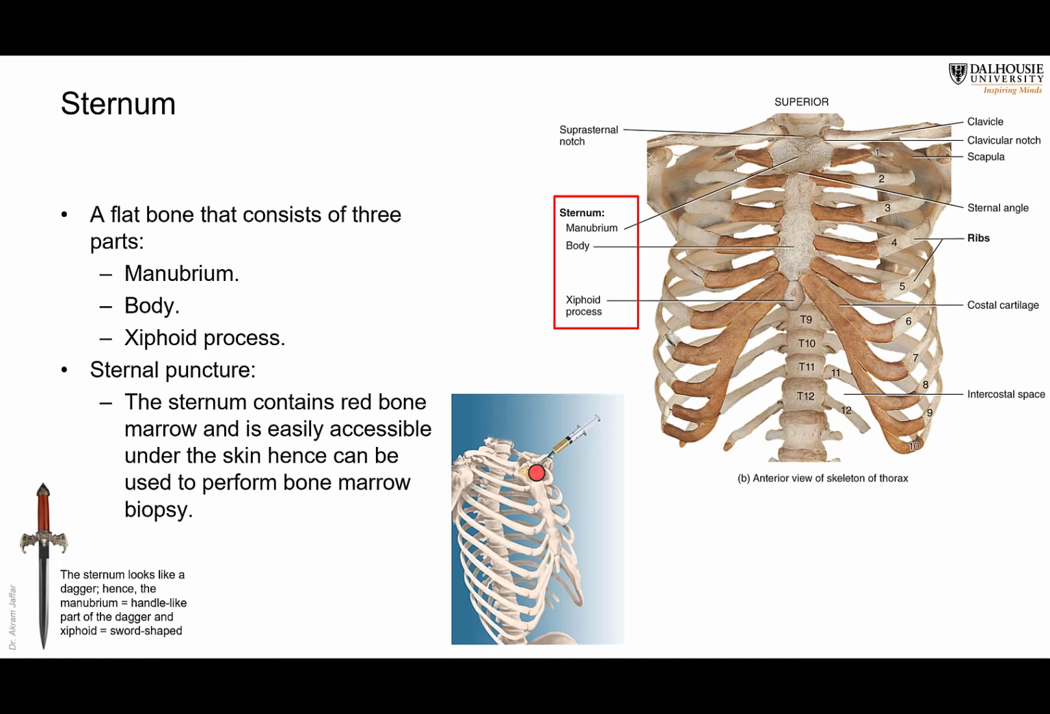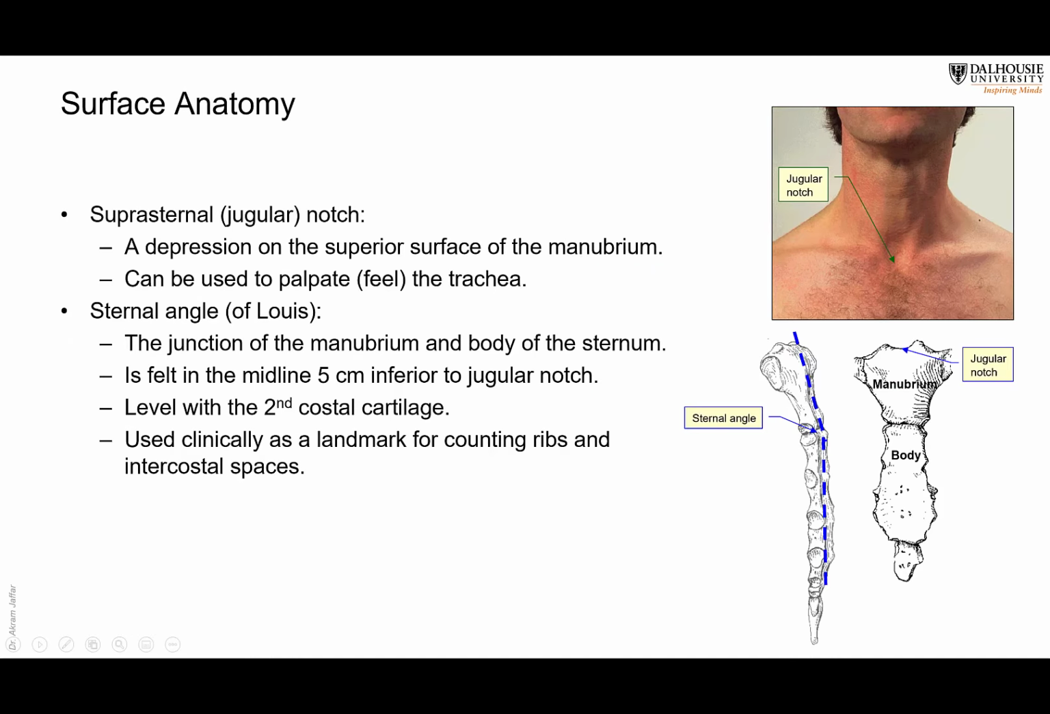So it has red bone marrow inside it, and so you can do a bone marrow biopsy by penetrating it. Now, if you feel here between the 2 clavicles, you feel your manubrium, there is a depression, a notch, which is called the jugular notch. If you press posteriorly, it is an unpleasant feeling because it is the trachea. You can feel the trachea here.